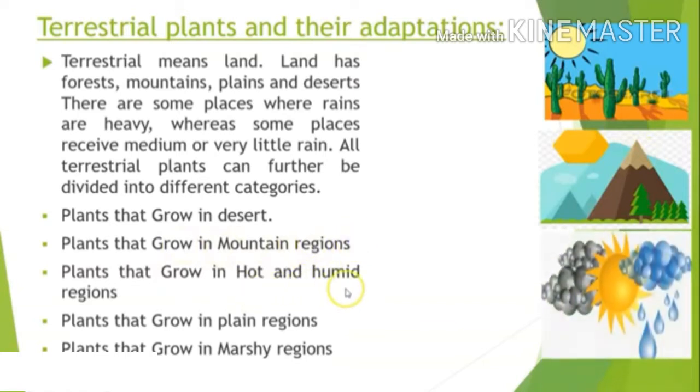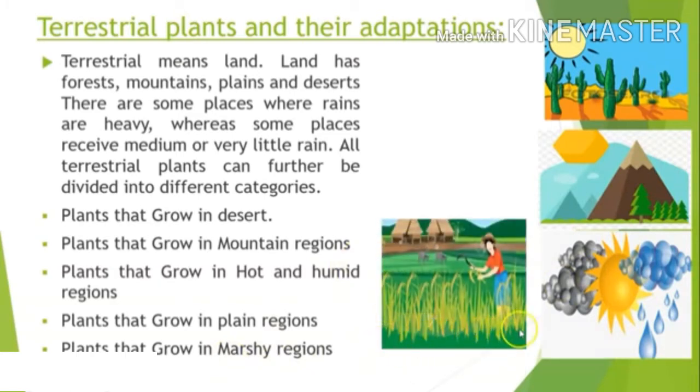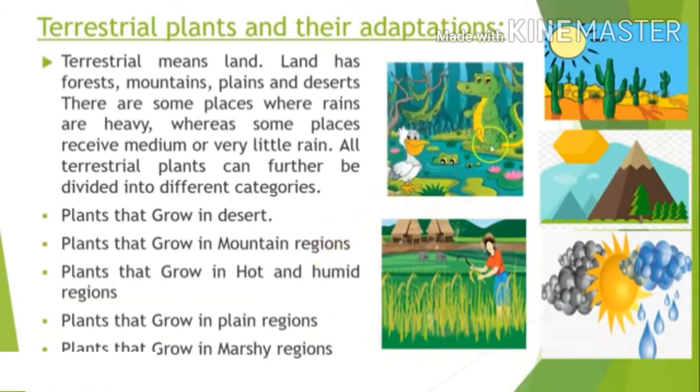The plants that grow in hot and humid regions. Hot and humid regions are regions where there is a lot of humidity, where people sweat a lot. Okay, the plants that grow in the plain region, these are the plain regions where farming is done. Then plants that grow in the marshy region. This marshy region is very dangerous, where you find wild animals like crocodiles.